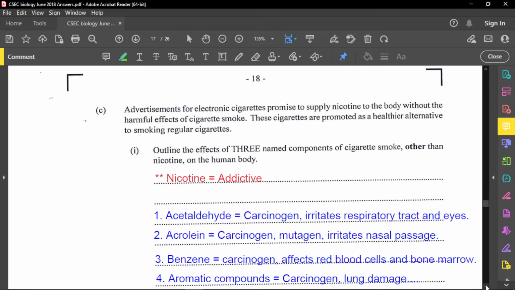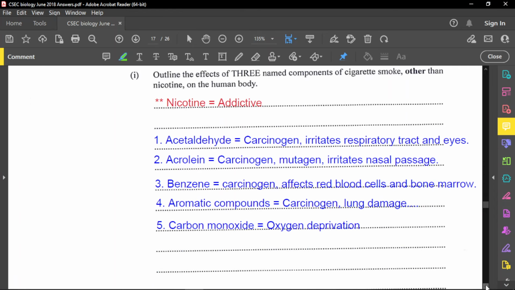For part C, it said advertisements for electronic cigarettes promise to supply nicotine to the body without the harmful effects of cigarette smoke. These cigarettes are promoted as a healthier alternative to smoking regular cigarettes. So part 1 is to outline the effects of 3 named components of cigarette smoke other than nicotine on the human body. Just to point out that nicotine is addictive, but they say other than nicotine, so that's why I have that in red.